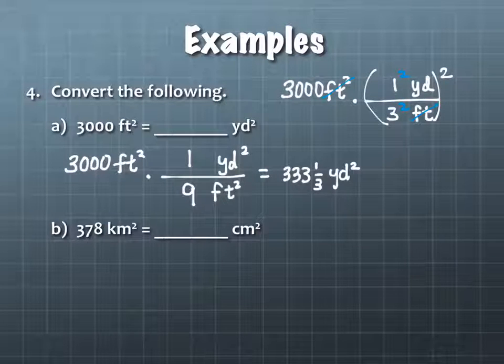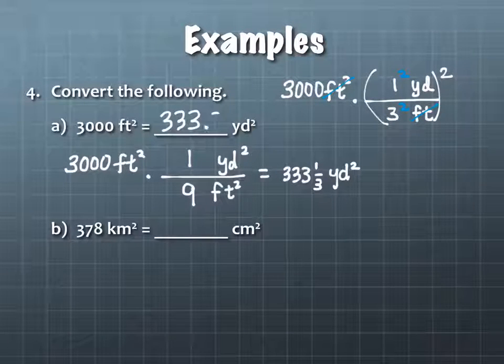So you're just squaring everything in? Exactly. Yeah. And either way you do it, of course, like we've said, you're going to get 0.3 repeating square yards, or you can do 1/3 square yards. Okay?